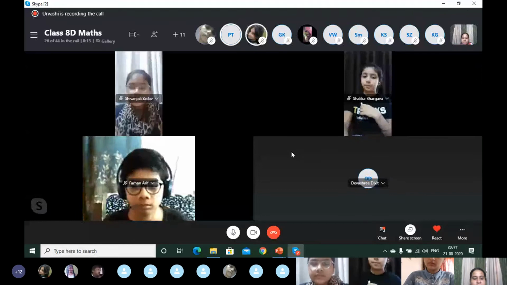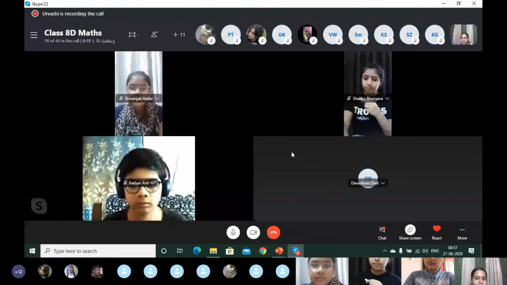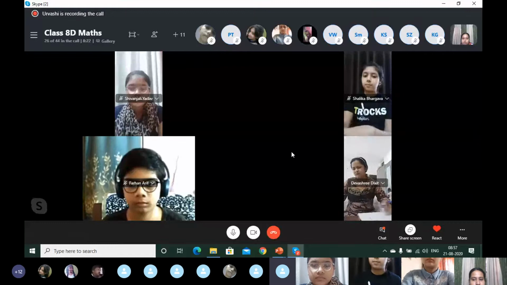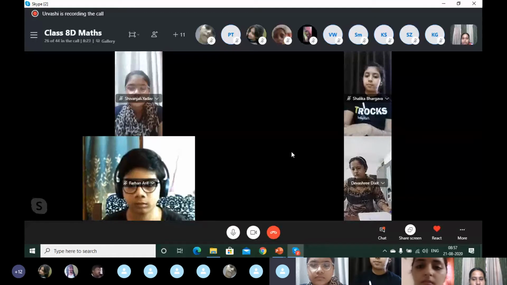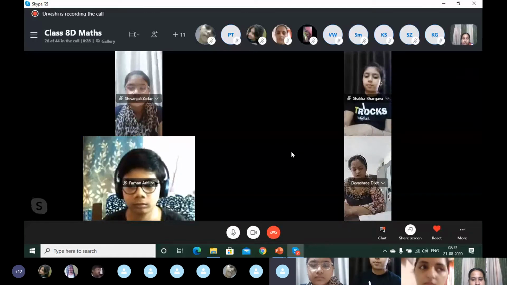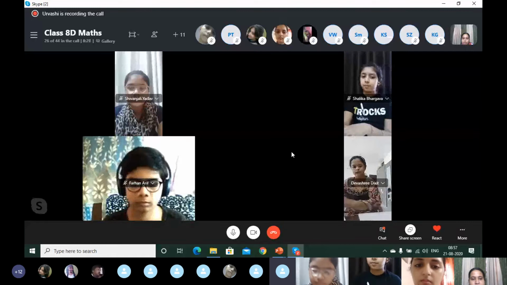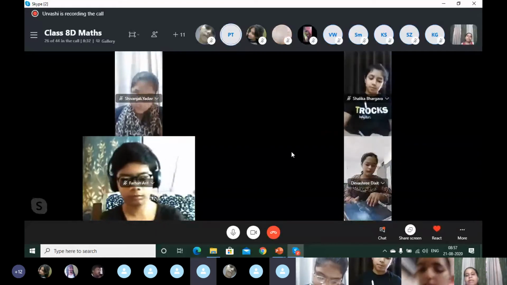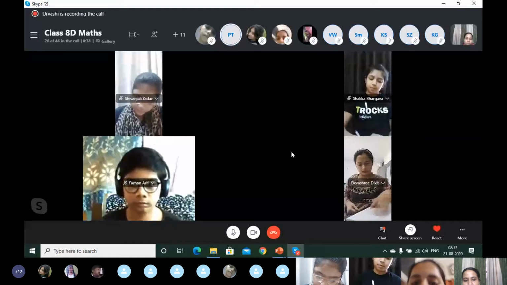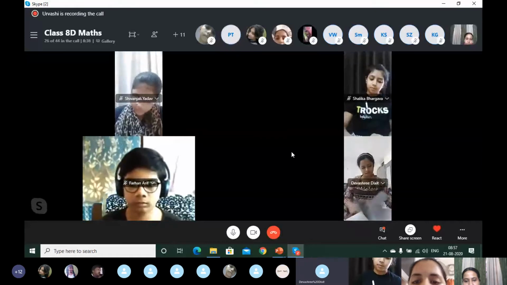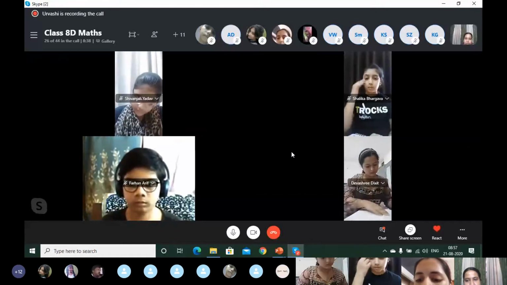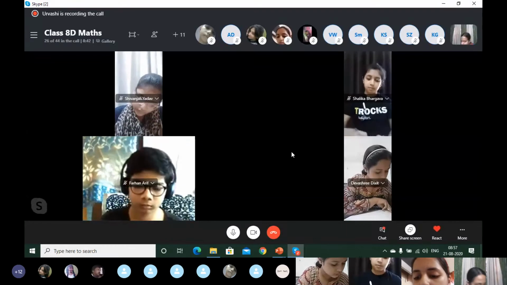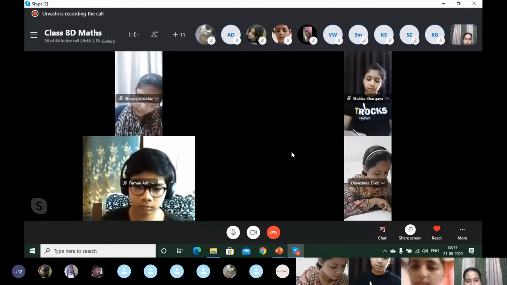And can anyone tell me, if there are four parts, what will be the formula for each part? If there are four parts, try to write down. A is to B is to C is to D. There are four parts.